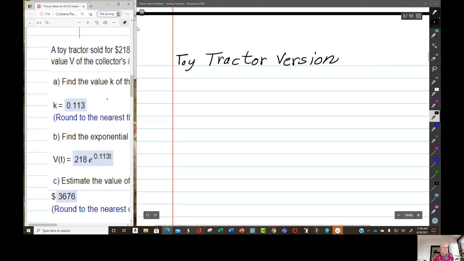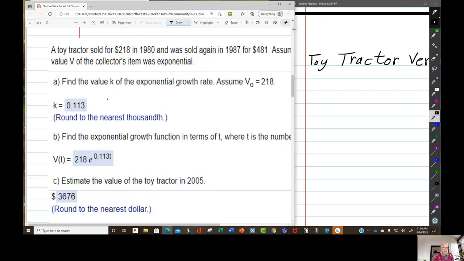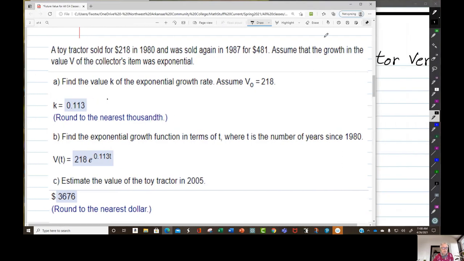Okay, and again, let's pull this over. We have pretty much the same story again. A toy tractor sold for $218 in 1980 and was sold again in 1987 for $481. Assume that the growth in the value V of the collector's item was exponential. So it says pretty much the same thing as the last. Now, a toy tractor sold for $218 in 1980. This is going to count as our original amount, V naught, and our original time, T naught.